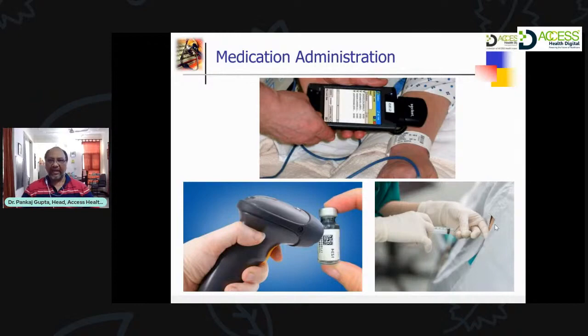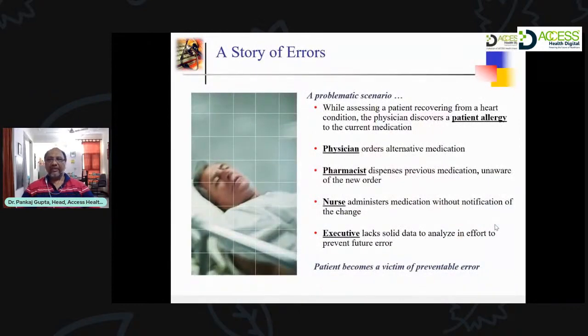By doing this entire cycle, the system makes sure that the errors that could have happened either at the ordering stage or at the dispensing stage or at the administration stage or anywhere in between are eliminated. Now, this can happen only if the systems are integrated. Imagine if the systems are not integrated.